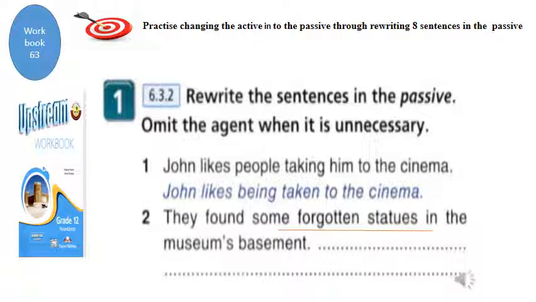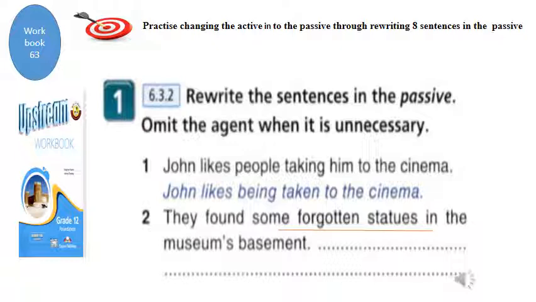Now please open the workbook, page 63. The objective is practice changing the active into passive through rewriting 8 sentences in the passive. Number 1 is done for you. If there is any discussion about it or anything, we can discuss it in the LMS, okay? I'm going to do number 2 with you. They found some forgotten statues in the museum basement, okay?